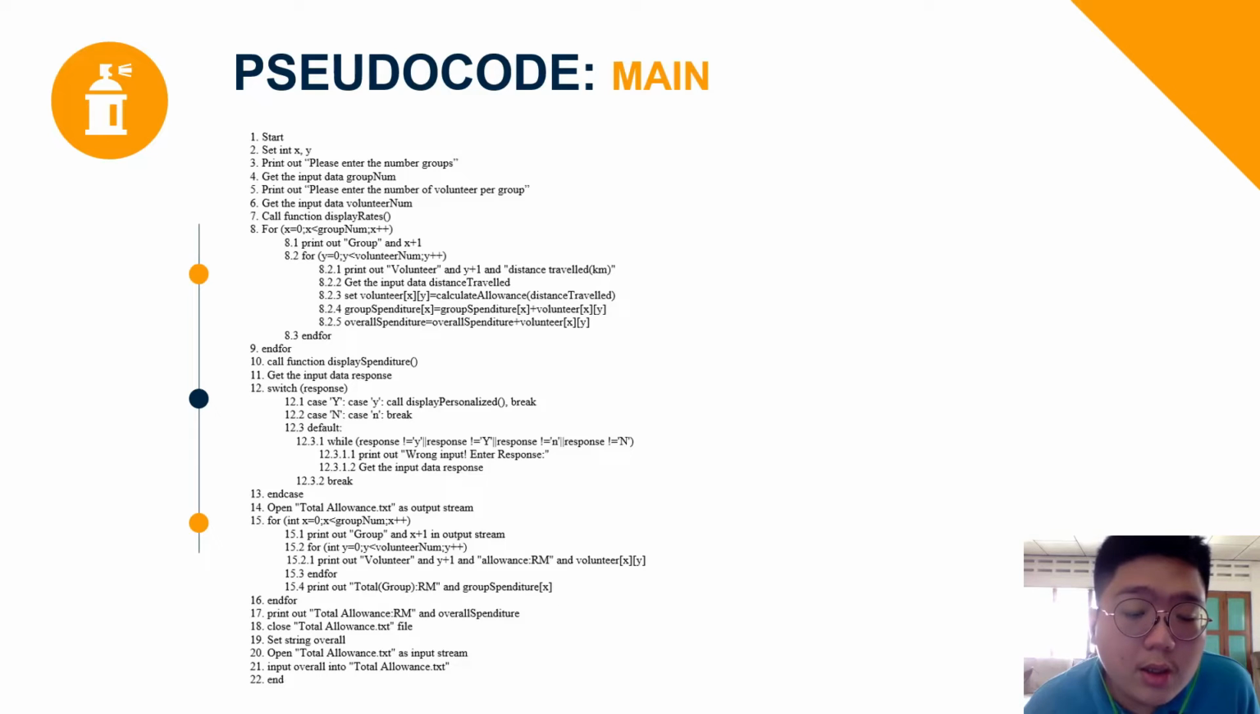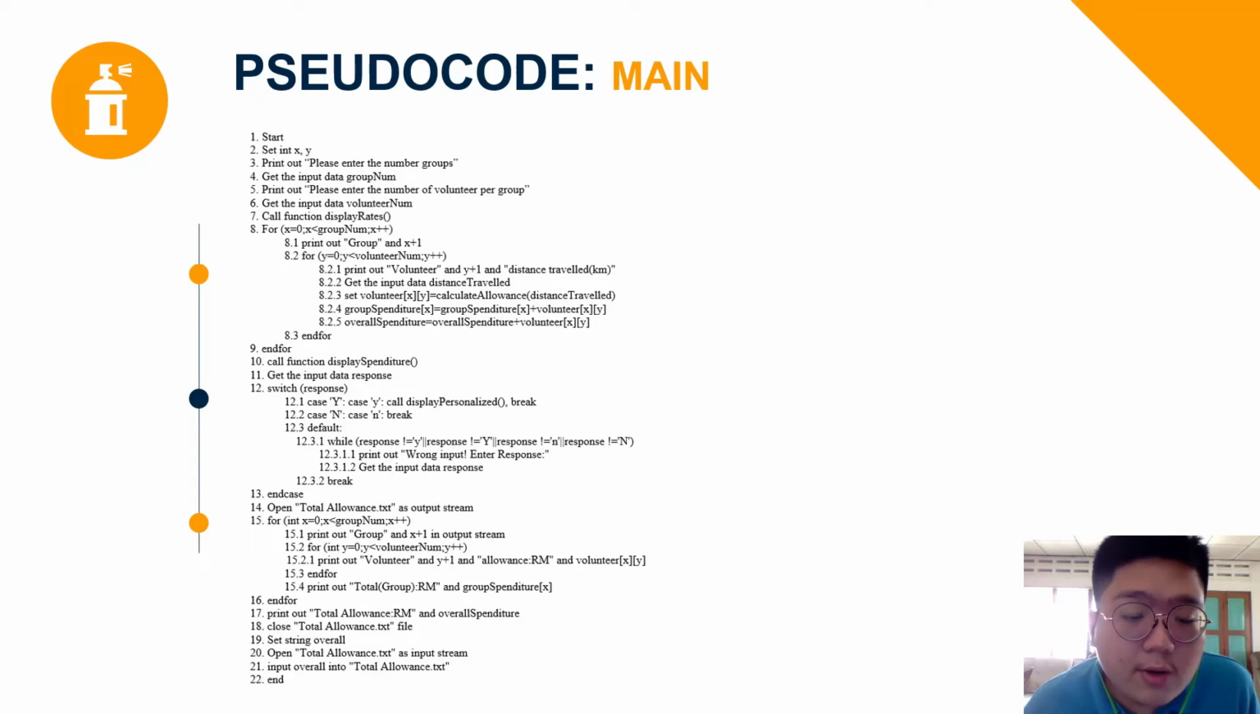For x equal to 0, x smaller than group number, we will output group x plus 1 to the output stream. And then we'll print out volunteer y plus 1 and also allowance RM and volunteer xy. And then the total group RM and also group expenditure will be printed out too. And then we'll print out total allowance is equal to RM and overall expenditure. And then we'll finally close the total allowance text file.